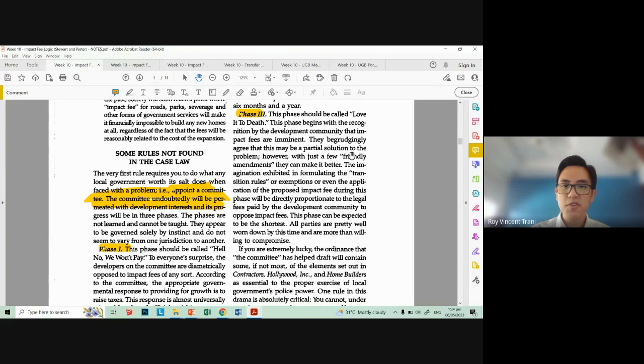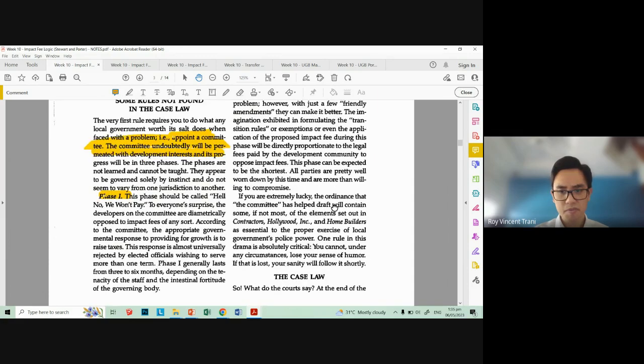So their partial solution to the problem, however, is that with just a few friendly amendments, they can make it better. The imagination exhibited in formulating transition rules or exemptions, or even application of the proposed impact fee during this phase, will be directly proportional to the legal fees paid by the development community to oppose impact fees. Basically, developers will resort to hiring a lawyer to find a loophole to reduce their impact fees, but at the end of the day, the developers will pay those impact fees.